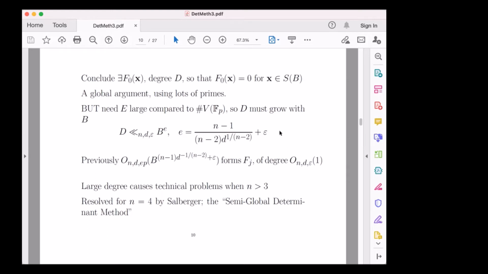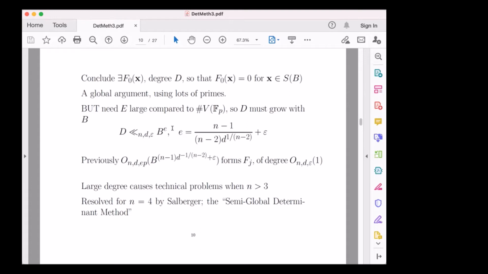Now I should stress that just how large you're allowed to take D is absolutely crucial. It's quite easy to construct an extremely large degree polynomial or form that covers all the points in SB, or indeed covers all the points, whether they're in zeros of F or not. A sort of space-filling curve, if you like. But that will have very large degree and large size, so it's important just how big E is going to be here.